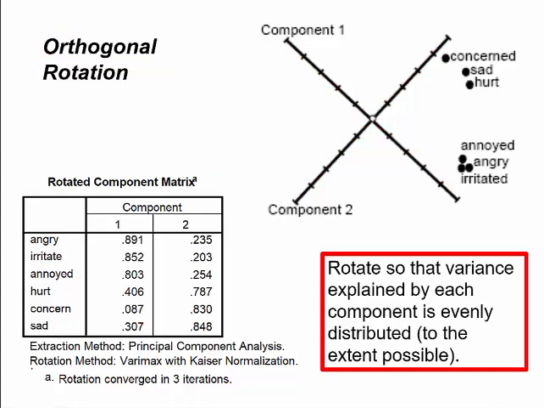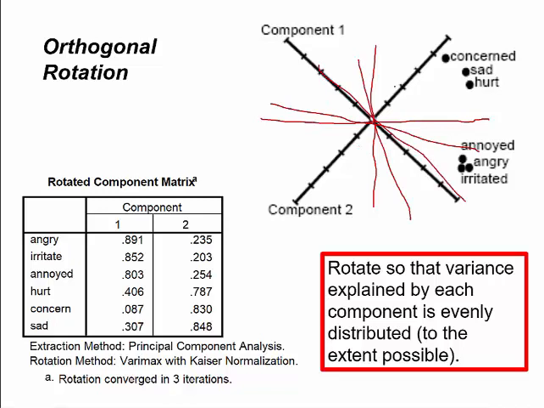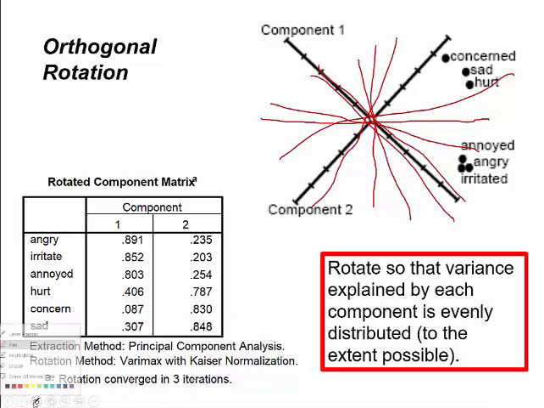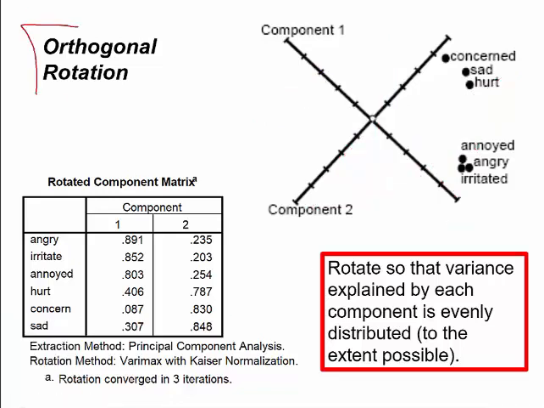Now, one thing you might be wondering is, if we're going to do orthogonal rotation, how do we decide how far to rotate the axes? If we rotate it just a little bit, or we go like this, or we could go like this, how do we decide exactly where we rotate it to? The most common way of doing orthogonal rotation is to do something called Varimax rotation. In fact, it says Varimax right down there.